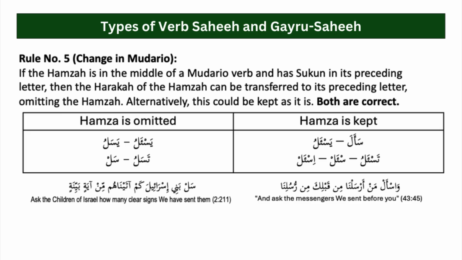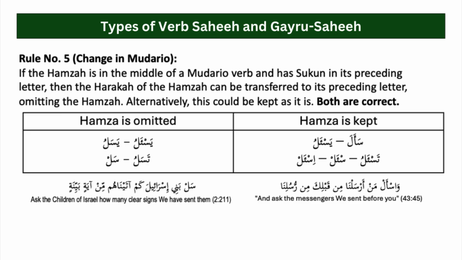Students often think Arabic must have only one valid form. But here, the lesson is telling us that sometimes Arabic may allow a form where the hamza is omitted and also a form where the hamza is kept. The table makes that very clear. Hamza is omitted: yasalu, tasalu, sal. Hamza is kept: sa'ala, yas'alu, tas'alu, is'al. Then the slide supports this with Qur'anic examples.